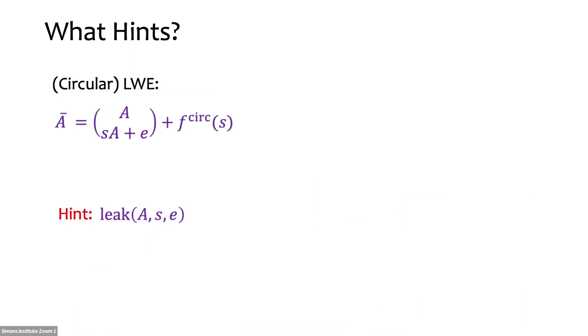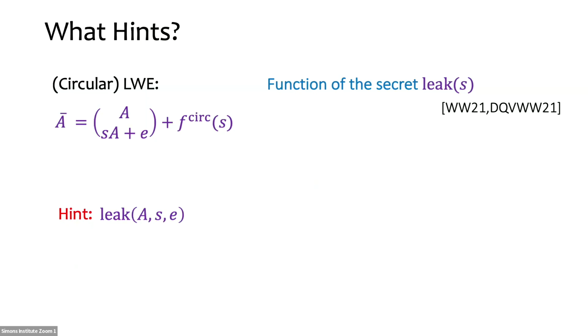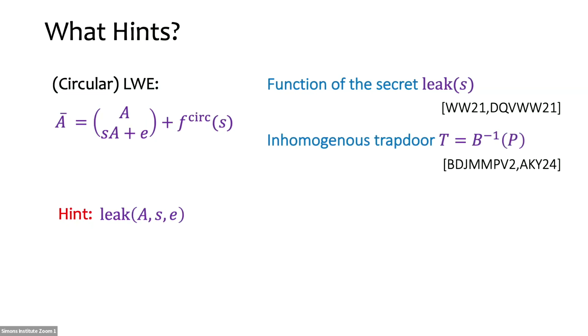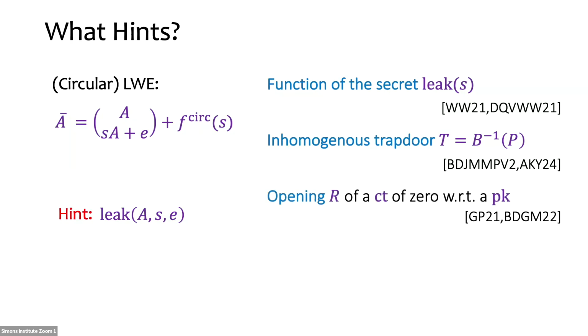So what kind of leakage can do this, right? Clearly, if I give out the secret S, I can break open everything, but there's no security left. So the leakage needs to be a little bit tamer. And so far we have explored various different forms of leakage. Candidate number 1 is some weird function of the secret S. Candidate number 2 is some kind of inhomogeneous trapdoor that can map one LWE matrix to another one. And finally, there is another type, which is an opening of a zero ciphertext with respect to a public key, which I will talk about later.